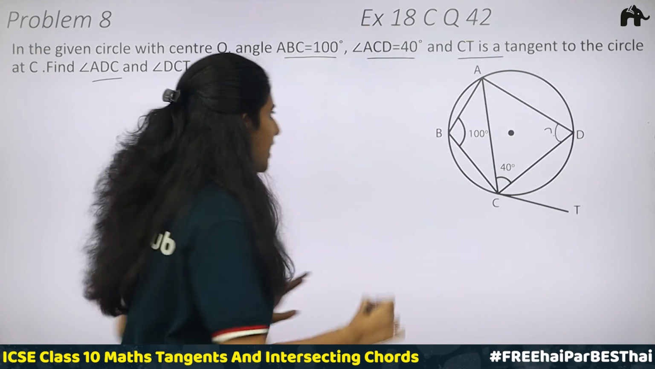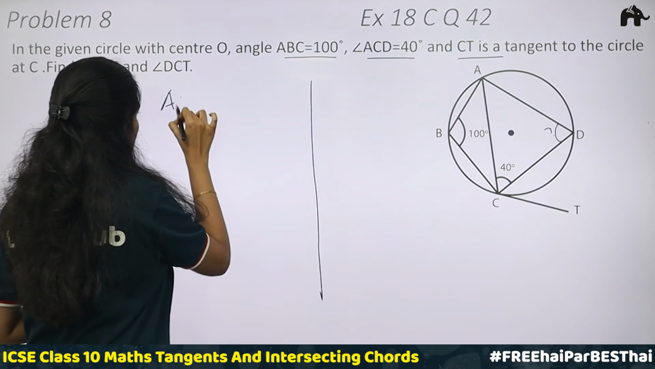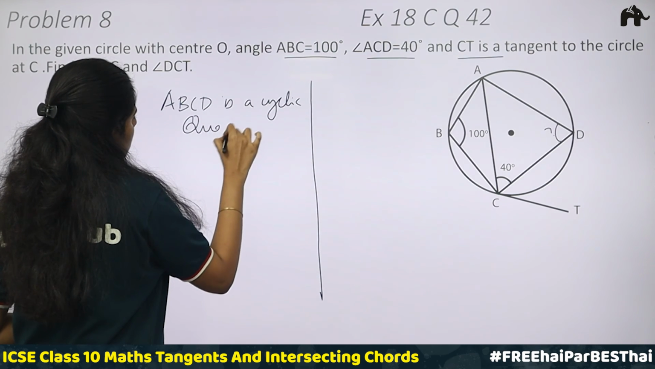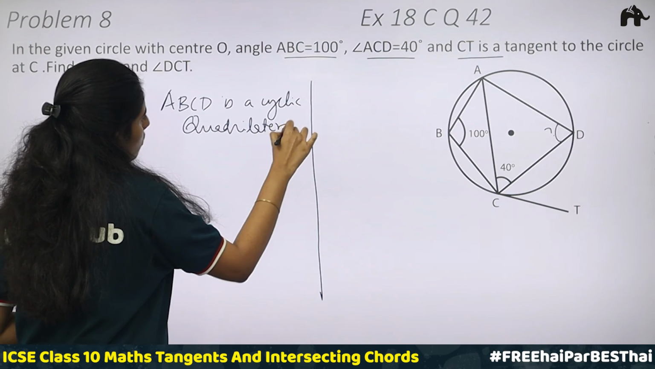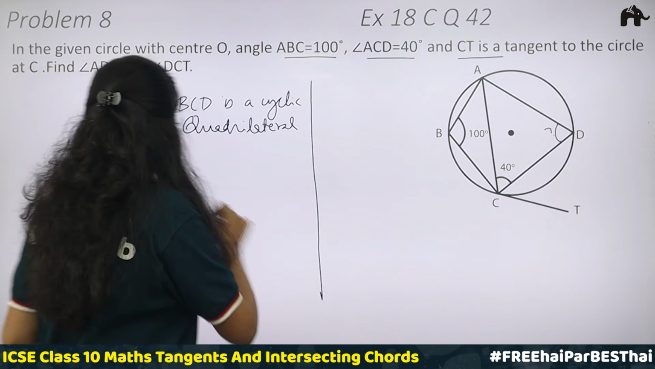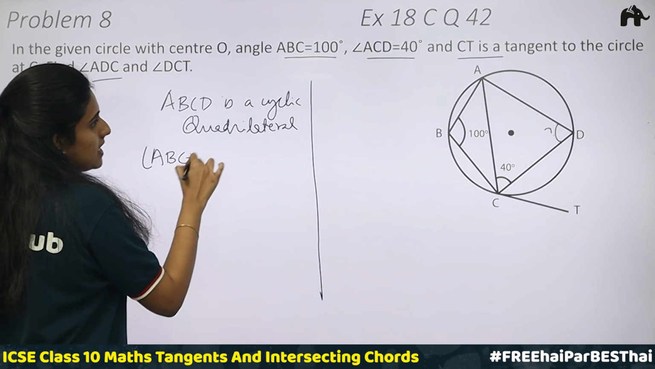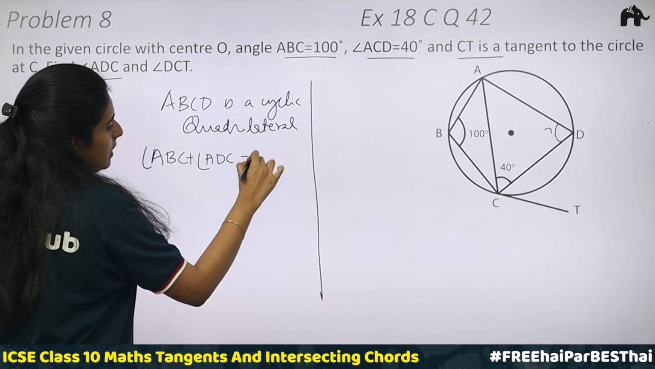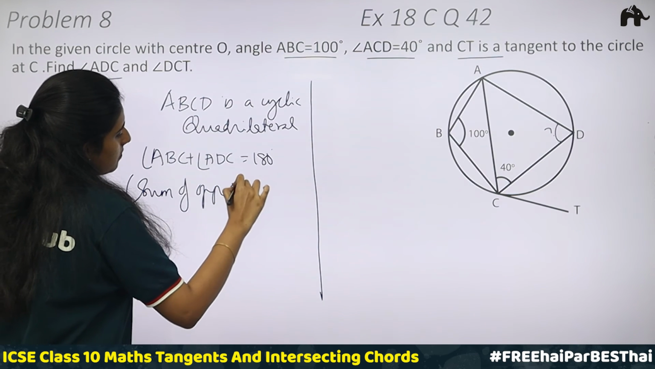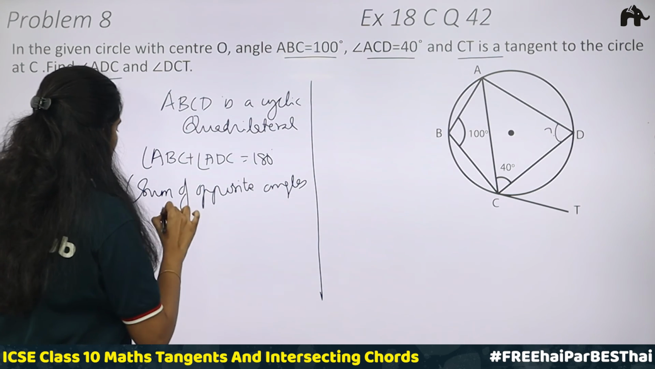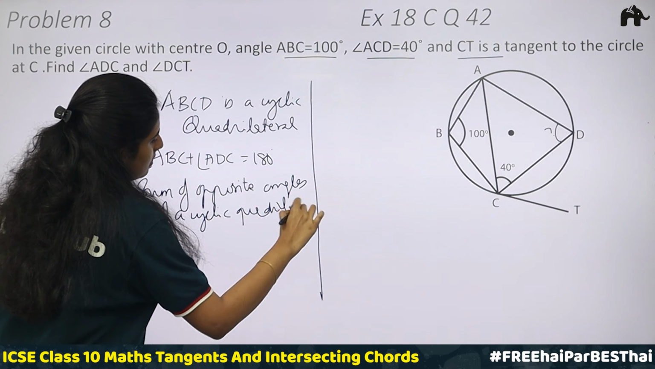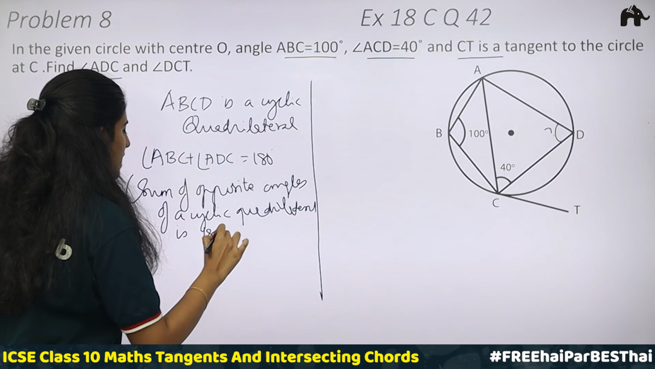ABCD is a cyclic quadrilateral, right? We know for a cyclic quadrilateral, the sum of opposite angles will be equal to 180 degrees. Angle ABC plus angle ADC will be equal to 180 degrees. Sum of opposite angles of a cyclic quadrilateral is 180 degrees.